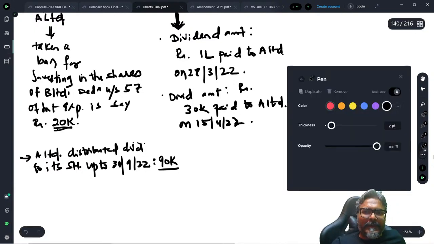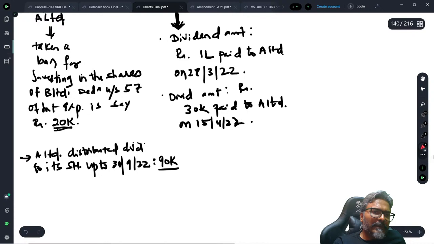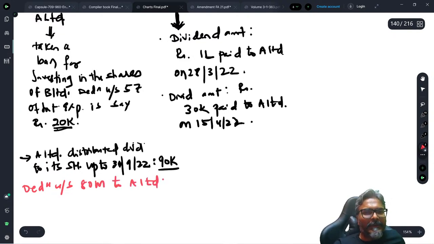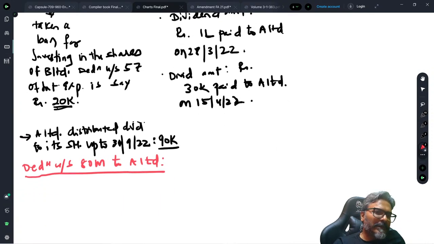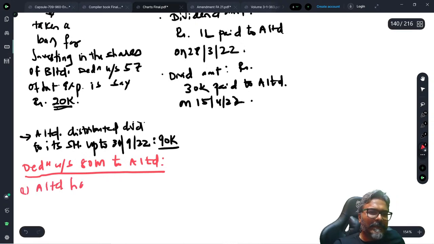Now, what will happen? The deduction under section, sorry, the deduction under section ATM to A Limited, students, be careful. First, A Limited has opted for normal provision.